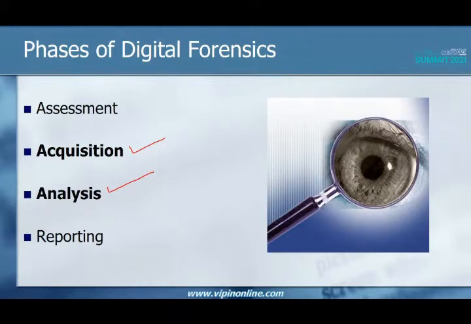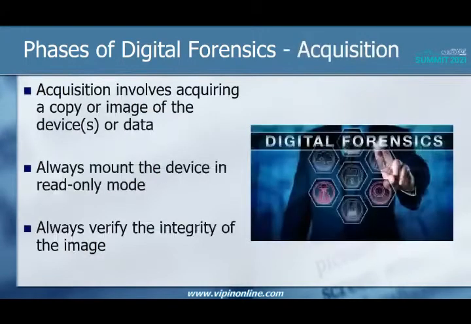Okay, let's see what is done at each of the phases. The first phase is the identification, the initial assessment. After that comes the acquisition part. Acquisition involves acquiring a copy or image of the device or the data. Sometimes it may be the complete image of the device, or sometimes it may be just the data. And it is very important to always mount the evidence in read-only mode. We have to ensure that the evidence is not altered in any way.